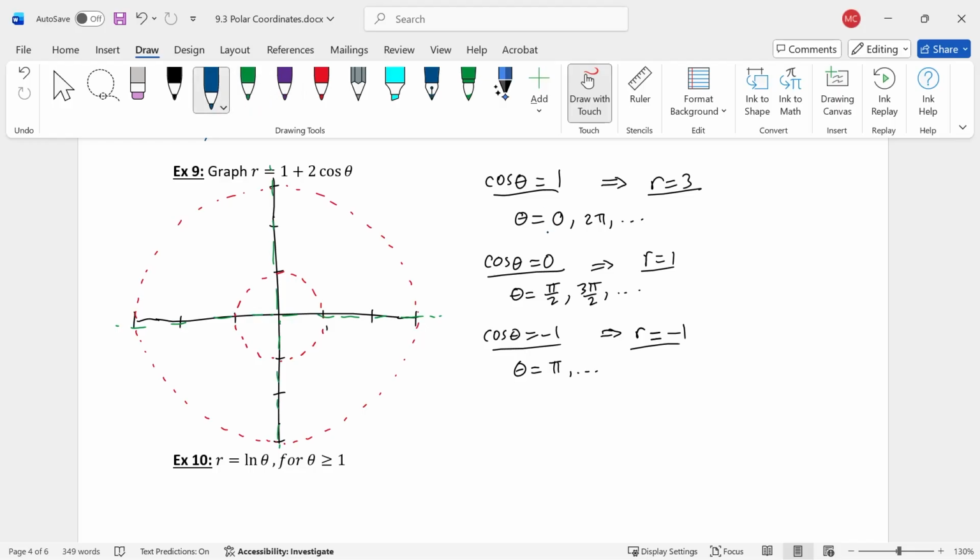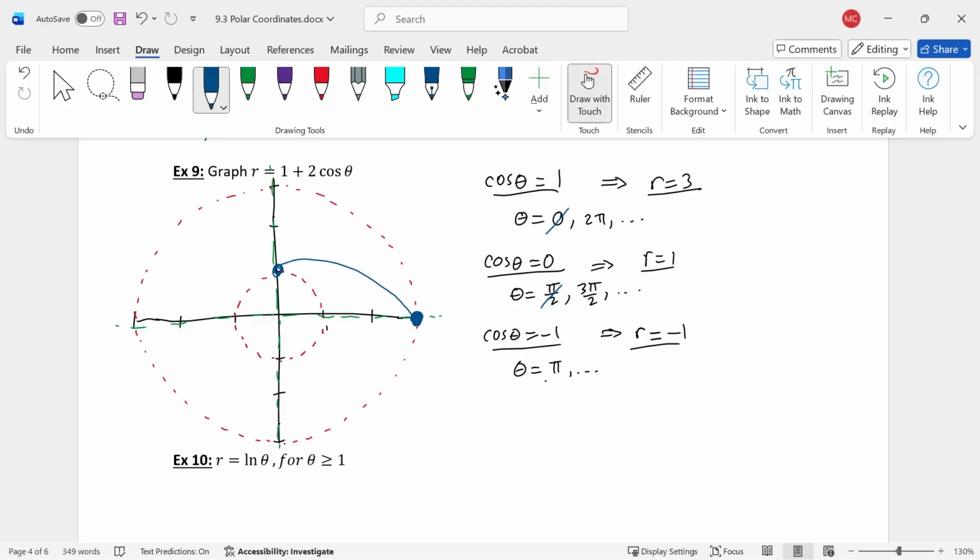Okay, so when theta is 0, r should be 3. That puts my first point out here. And then my next point is at pi over 2. So when theta is pi over 2, r should be 1. That puts the point here. So my graph has to rotate through here.